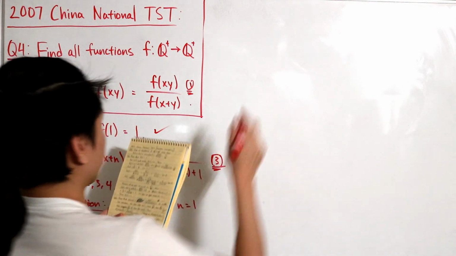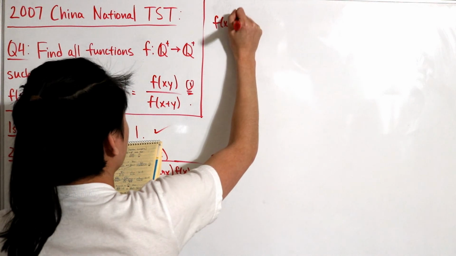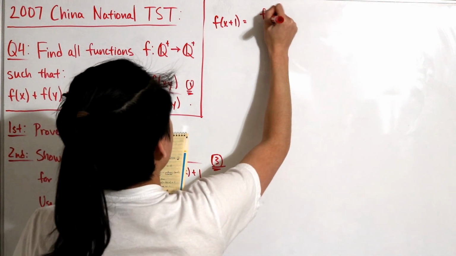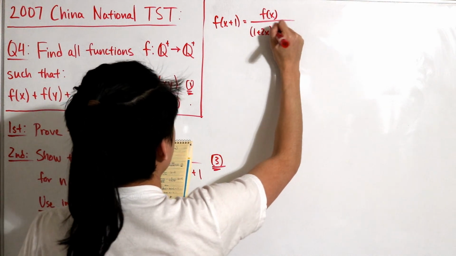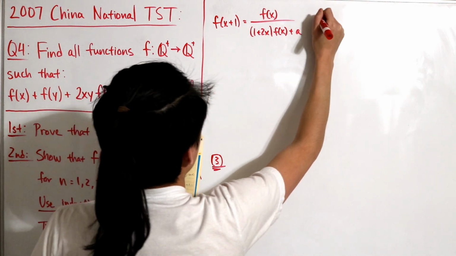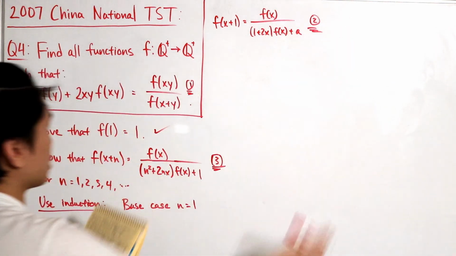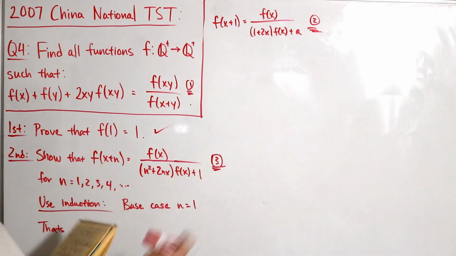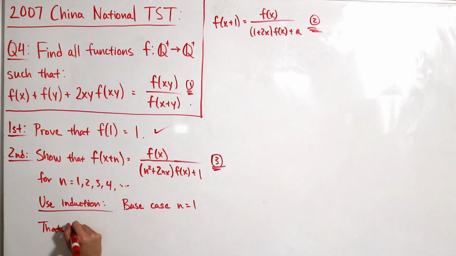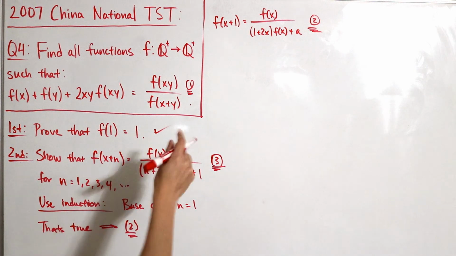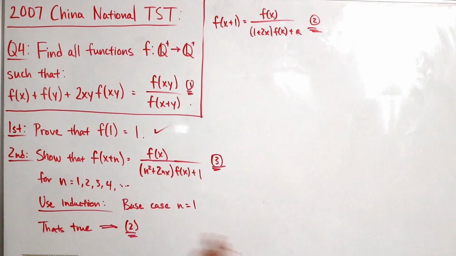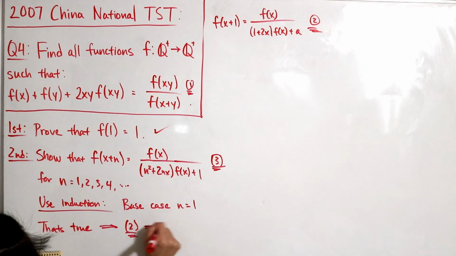Number 2 was that we said that f of x plus 1 is equal to f of x divided by 1 plus 2x times f of x plus a. We call this number 2, and I'm going to leave these 3 numbers up so at least we can get some justification. So for the base case n equals 1, that's true simply because we showed it from number 2, just from solving all this out. Then 3 is also true.